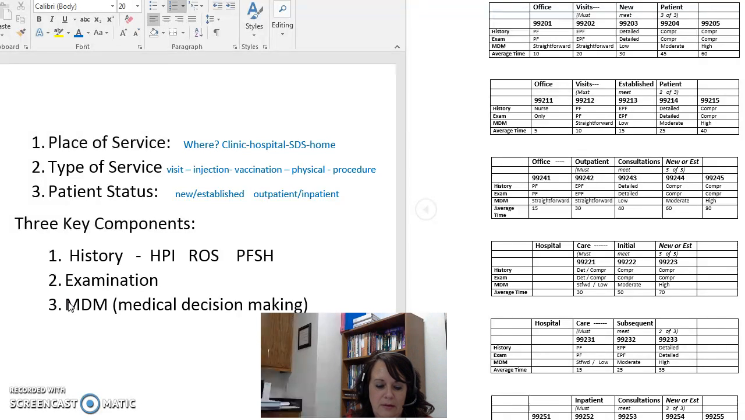Now I look at my levels, okay? What level of history, what level of exam, and what level of medical decision making, and then I can find my answer and move on to the next problem. Unless, there's always a kicker, unless there's a contributory factor, like on this page that it's talked about.